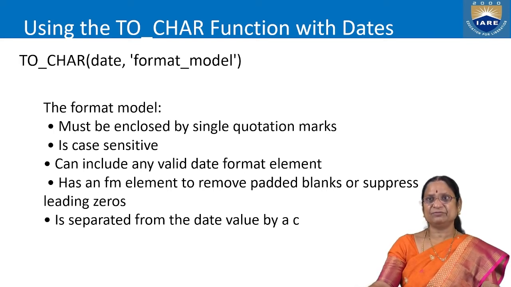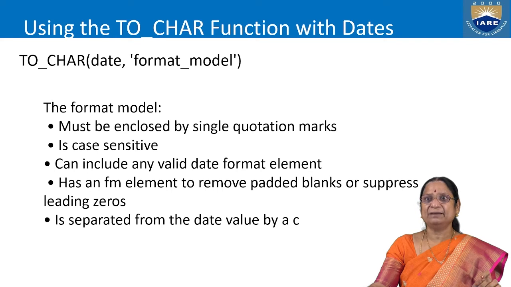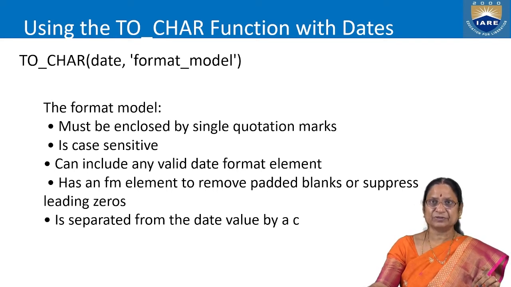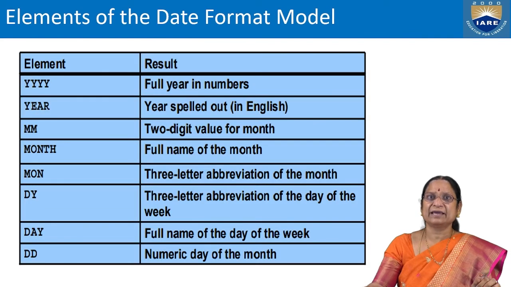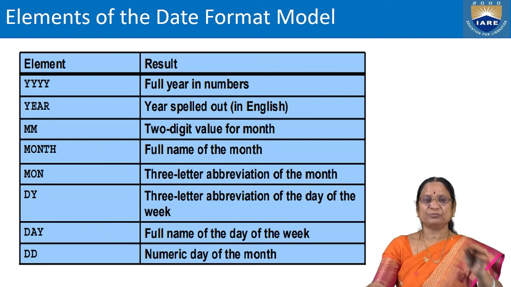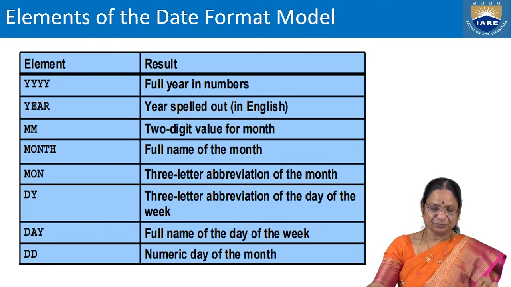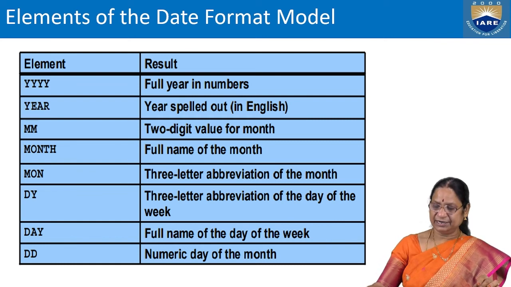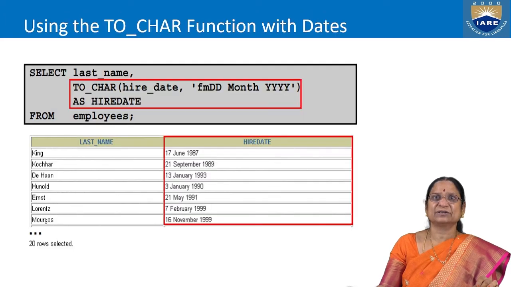It can include any valid date format element, and it has an element to remove padded blanks and suppress leading zeros. It's separated from the date value by a comma. Generally when we are converting, YYYY means full year in numbers. YEAR means year spelled out in English. MM means two-digit number of the month. MONTH means full name of the month. MON means the first three characters of the month. DY means three-letter abbreviation of the day. DAY means full name of the day of the week. D means numeric value of the day, Sunday 1, Monday 2, like that actually.